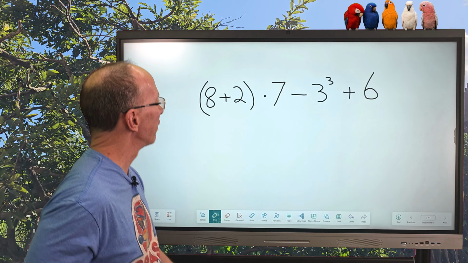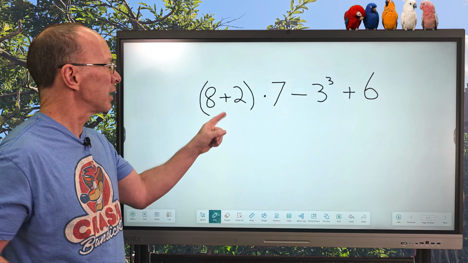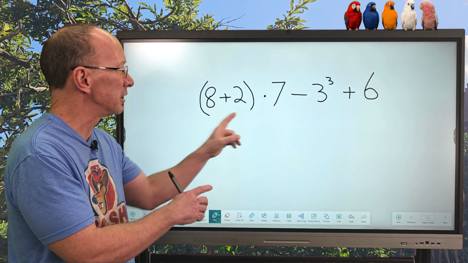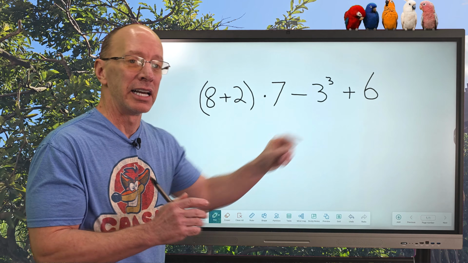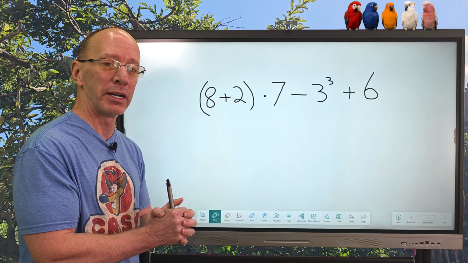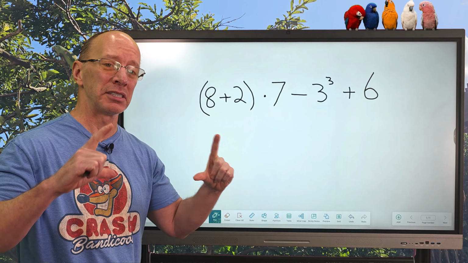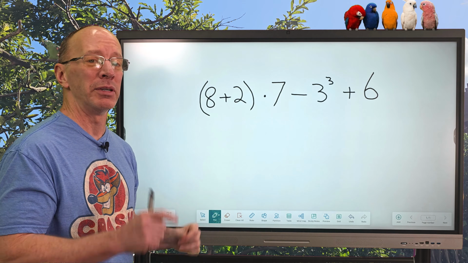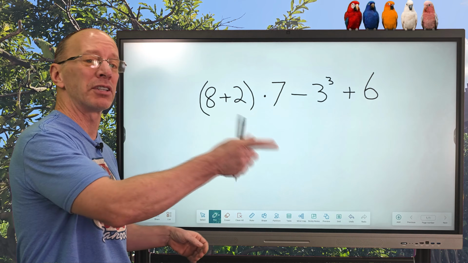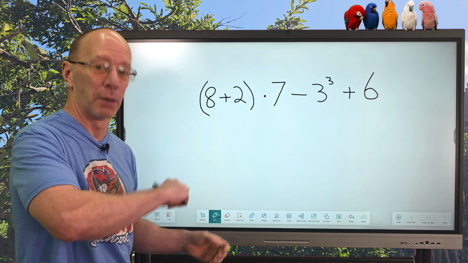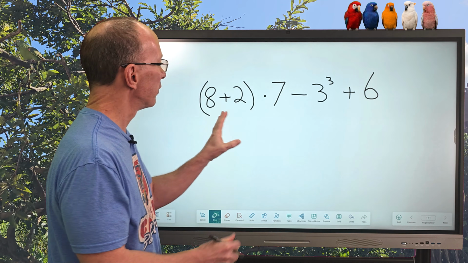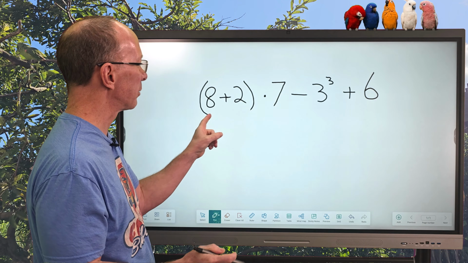All right, what we have here is 8 plus 2, which is inside parentheses, times 7 minus 3 to the third power plus 6. Now remember, when we do order of operations, we always do what's inside parentheses first, then exponents, then multiplication and division from left to right, and then at the end we always do addition and subtraction from left to right. All right, first of all, let's go ahead and do what's inside the parentheses.